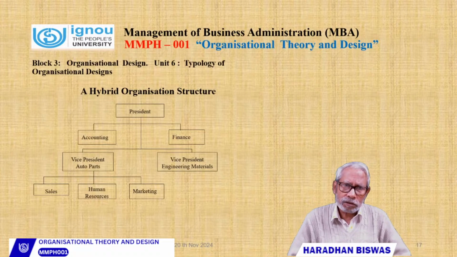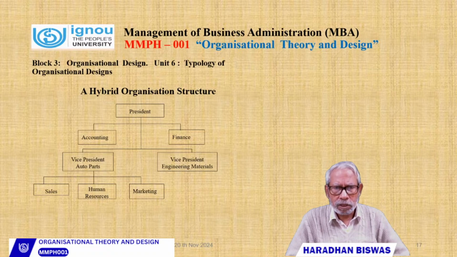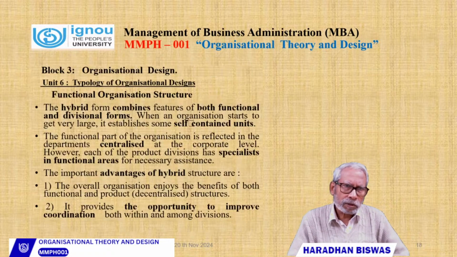Then hybrid organization structures. That is the combination of both. In this case, the president is there, then accounting and finance, obviously, and a vice president of the auto parts and another vice president of the engineering materials, and the sales, human resource, and marketing divisions are there. So this is called a hybrid organizational structure. Let's see what the advantages and disadvantages of this are.